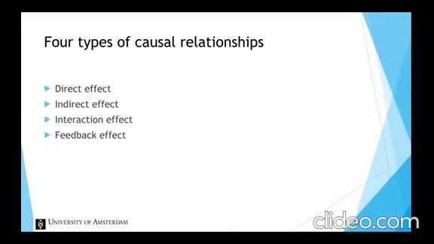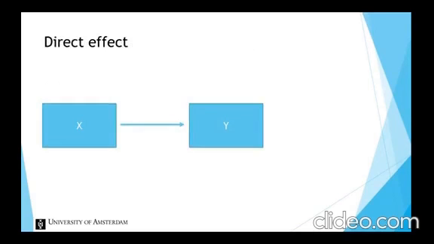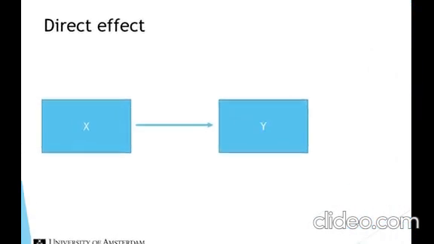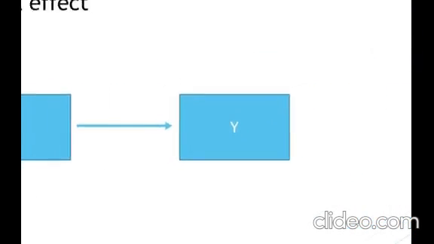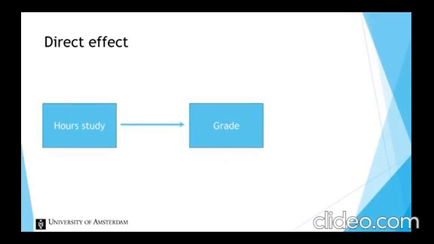In a conceptual model, four types of causal relationships can be distinguished, and we will give examples of each with a diagram. The first type of causal relationship is a direct effect. In this example, x has a direct effect on y. There is a single straight arrow pointing from x to y. For example, hours of study has a positive direct effect on grade.